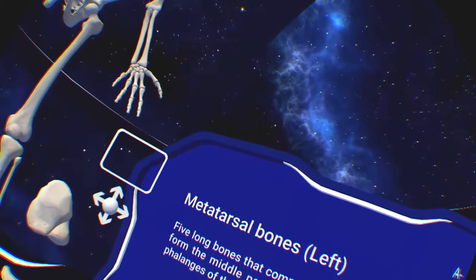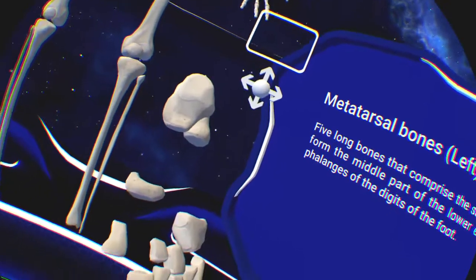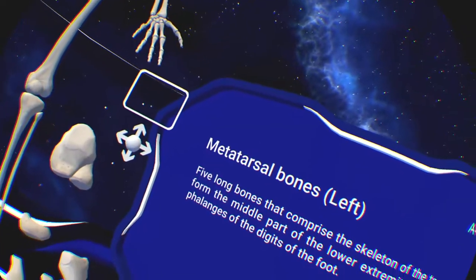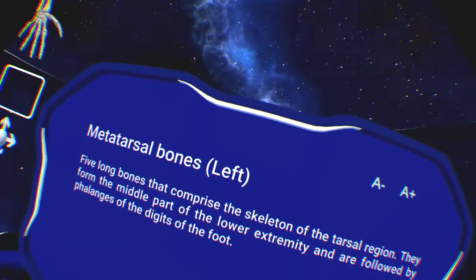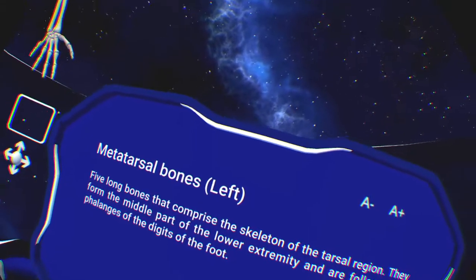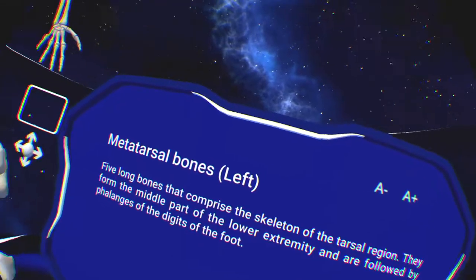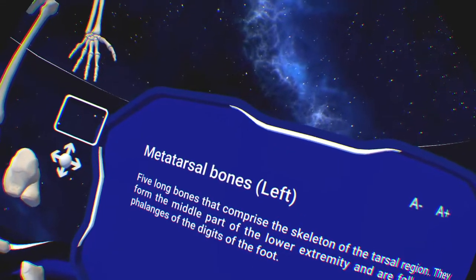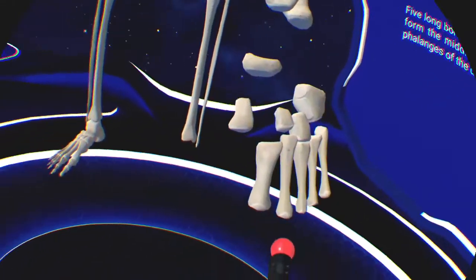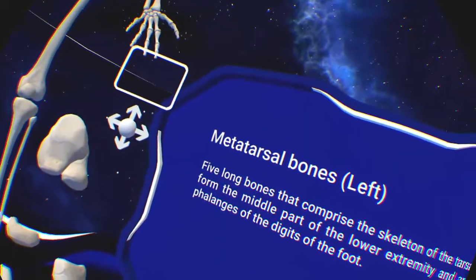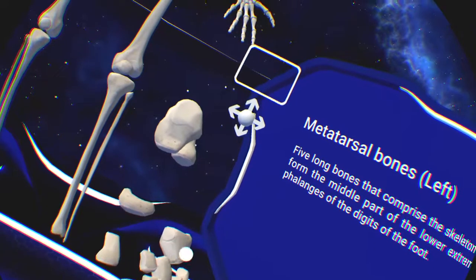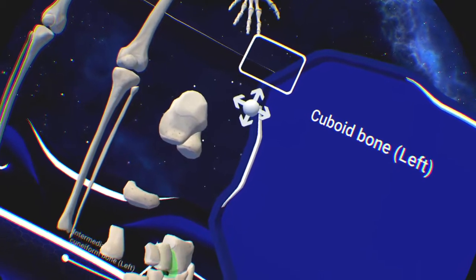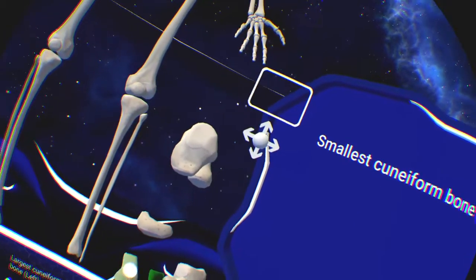Got it. Metatarsal bones are the names for these bones. They form the middle part of the lower extremity and are followed by phalanges of the digits of the foot. And then we have these kind of circular bones, and we'll go through these individually.